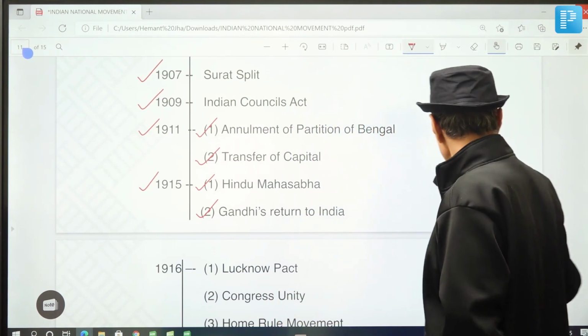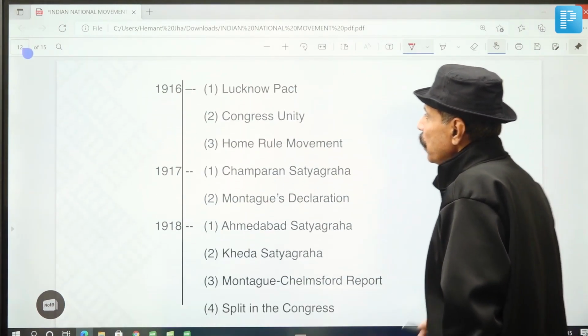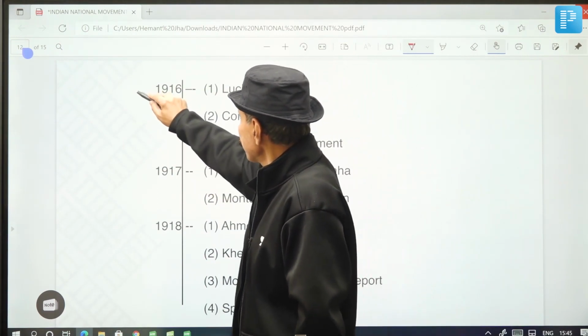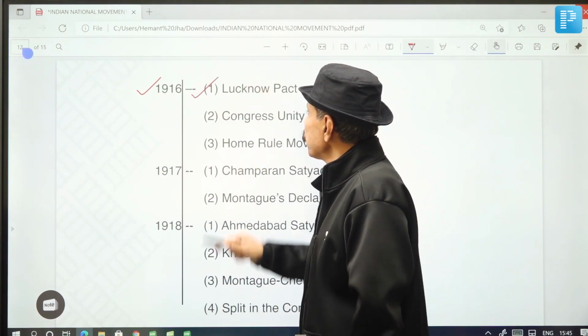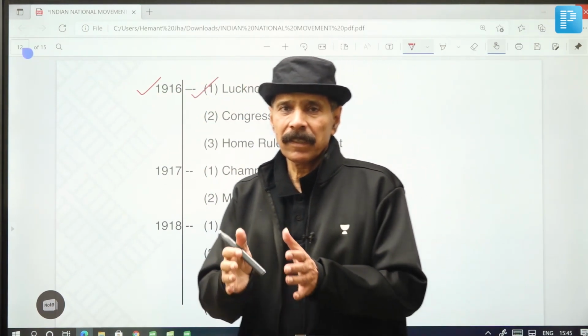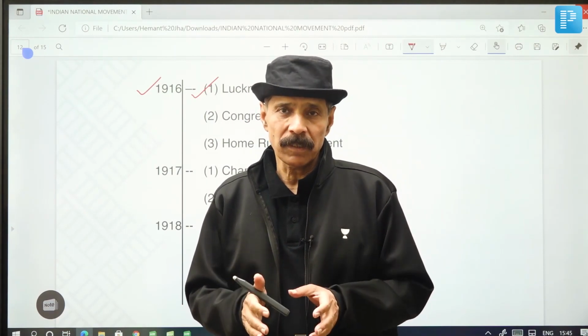Next is 1916, and in 1916, 3 important events. One, Lucknow Pact. That was a pact at Lucknow between Indian National Congress and Muslim League.